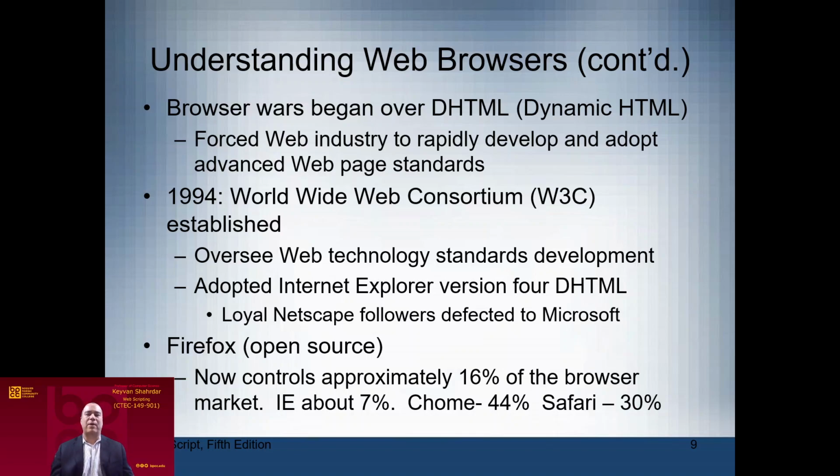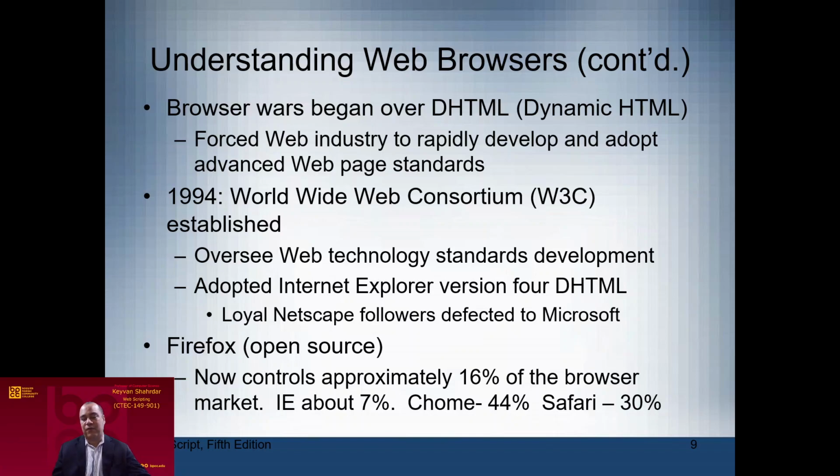So let's understand web browsers just a little bit. The browser war began over DHTML, that's dynamic hypertext markup language. It forced the web industry to rapidly develop and adopt advanced web page standards. In 1994, the World Wide Web Consortium, or the W3C, was established. It oversees web technology standard development. It adopted Internet Explorer versions for DHTML, and the loyal Netscape followers defected to Microsoft. So that's where that vacuum began.